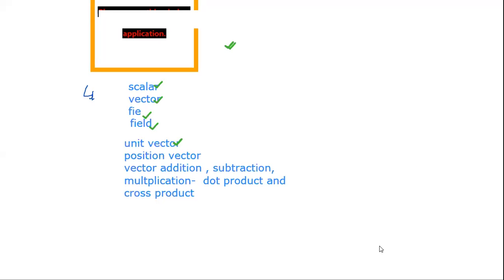And what is meant by position vector? A position vector is drawn from an arbitrary origin to the point in space whose coordinates are specified. If the magnitude is identified as 1, that is called a unit vector. The vector drawn from the origin to the point in space whose coordinates are specified, if we specify that position, that is called a position vector.